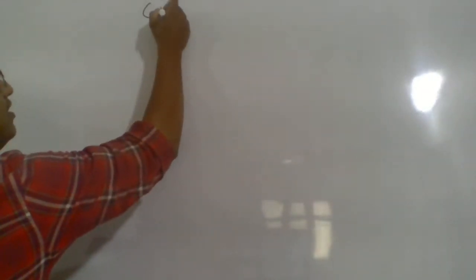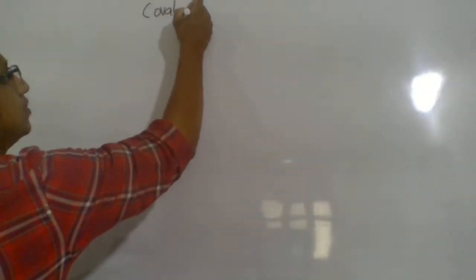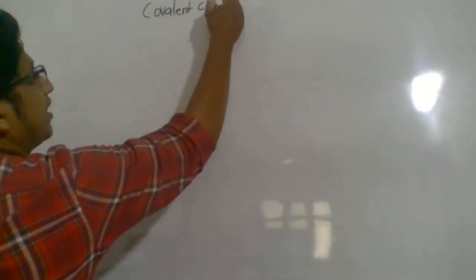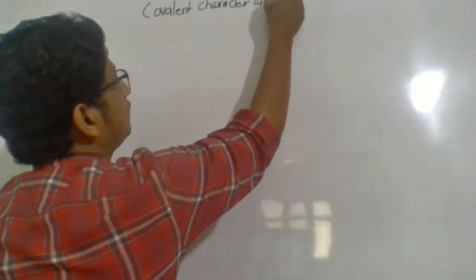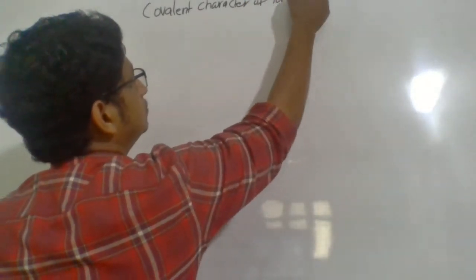Hello students, so let us continue. Let us start with the polarization of ions, or covalent character in an ionic bond. Covalent character of ionic bonds.